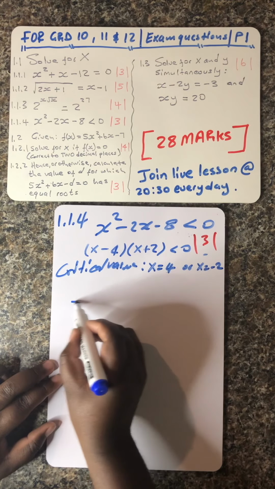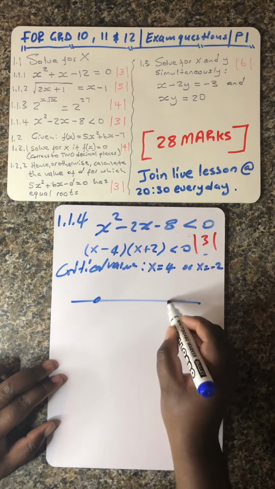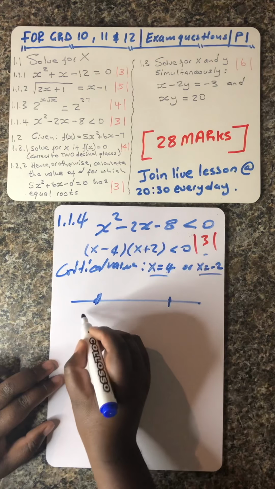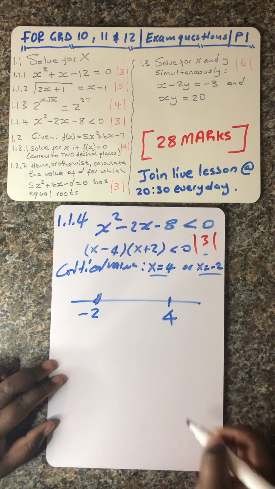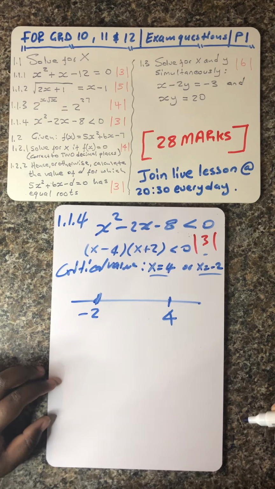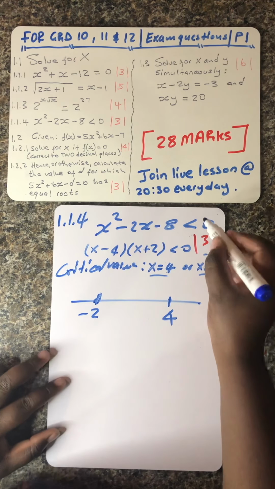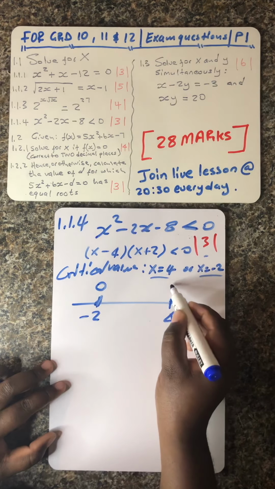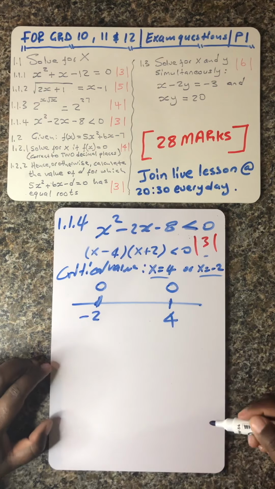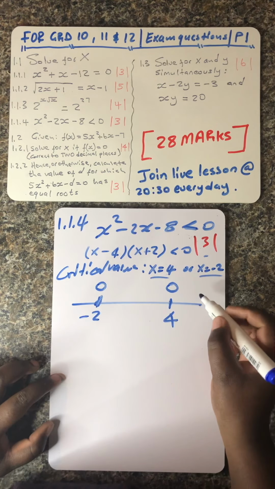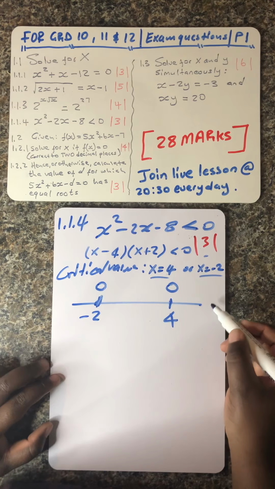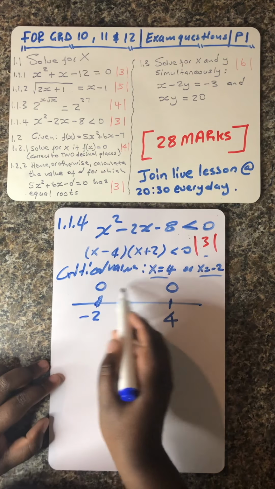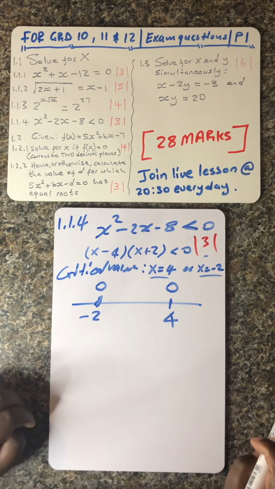Okay, so you can just draw that and indicate that you've got negative 2 and 4. So obviously these are your critical values. Now, because of that sign which is less than, that's where you have those circles there, and then after having those circles, this is where you need to indicate by means of arrows if you'll be having an arrow in that direction, an arrow in that direction, or you'll be just joining those two circles.